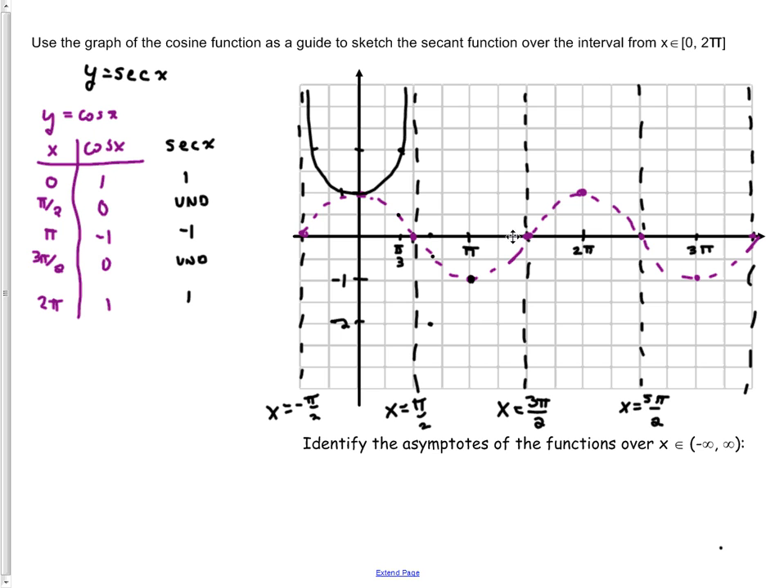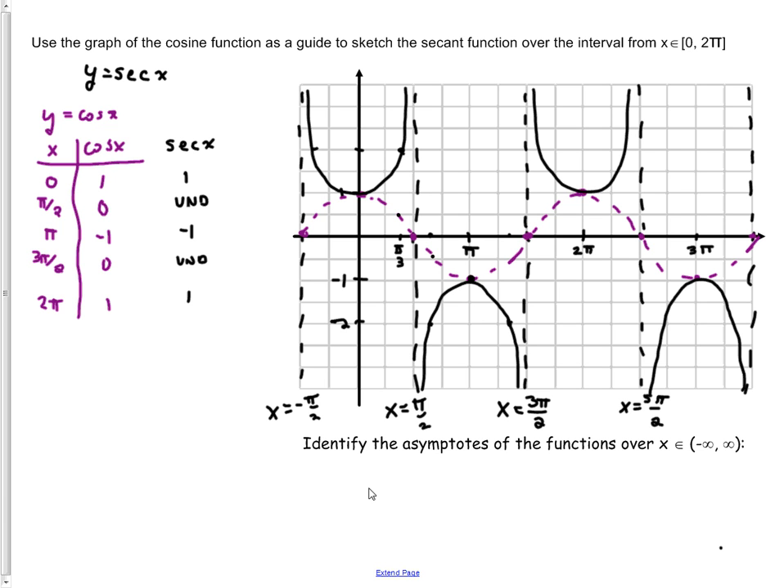And likewise over here, this would be 4 pi over 3, so we get negative 2 right there. And our function will pass between these two vertical asymptotes, looking like an upside down U here, right? Then we would get the same shape repeated over this interval from 0 to 2 pi, and then here from 5 pi over 2 to 7 pi over 2, and so on. So this is the shape that's going to repeat itself over and over again.